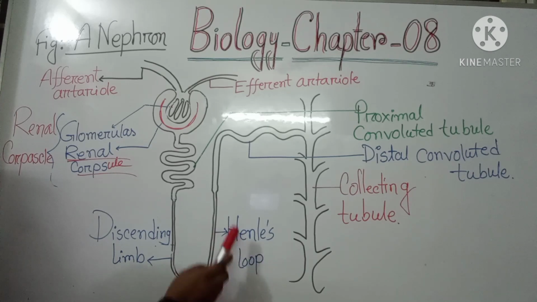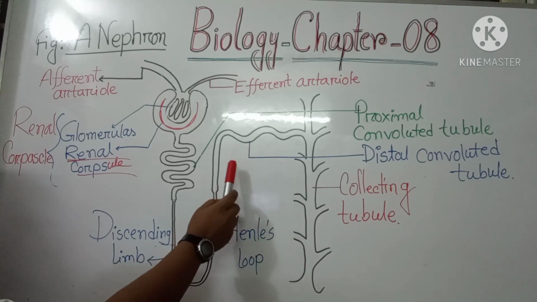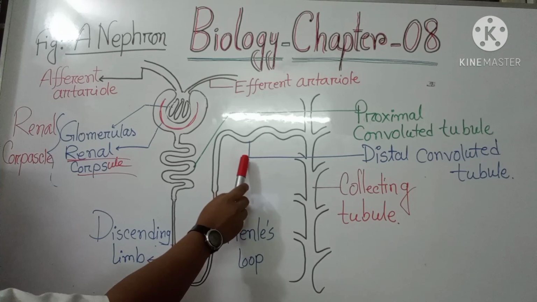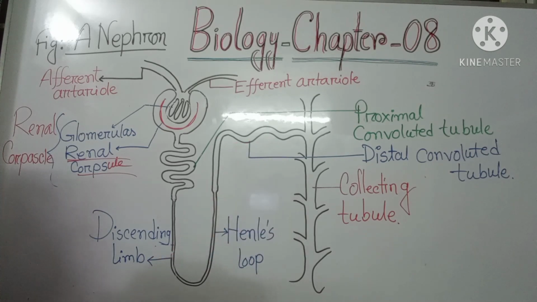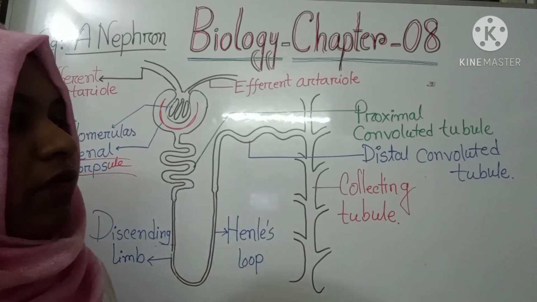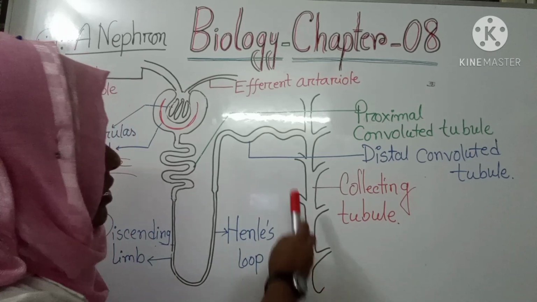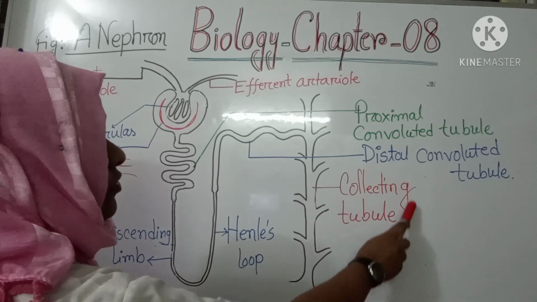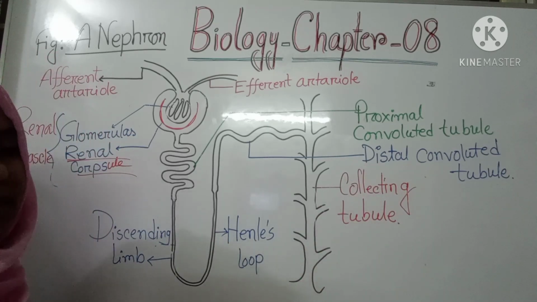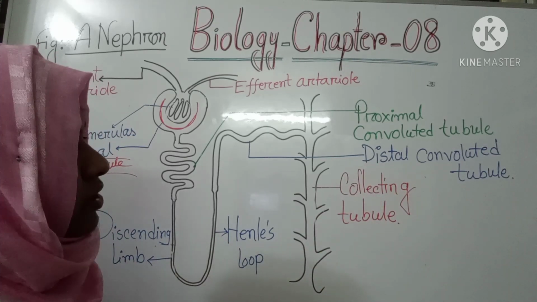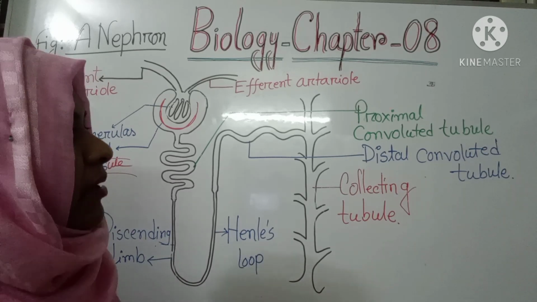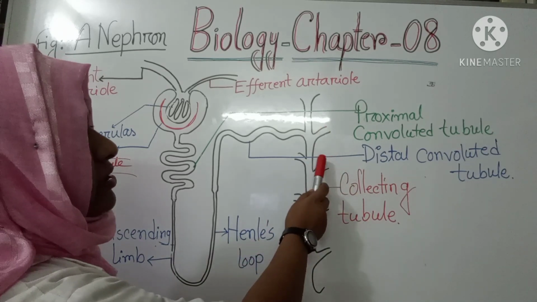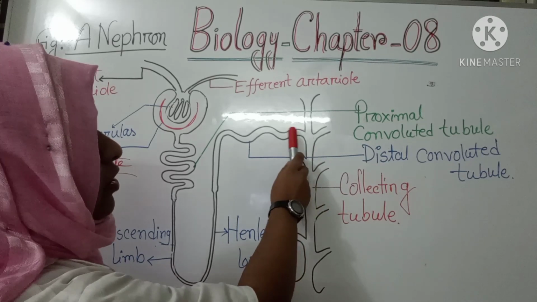After Henle's loop, we can see another tubule. This tubule is called the distal convoluted tubule, and the last part is the collecting tubule. Into each collecting tubule, many distal convoluted tubules are joined.